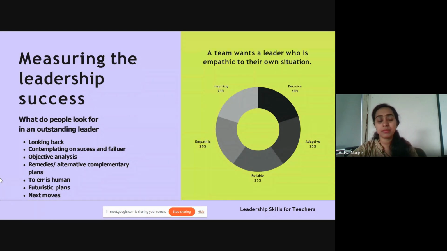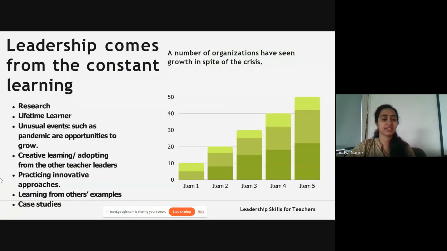So as a team member or as a team leader, you should always measure your success and failure both. Read this line, please. A team always wants a leader who is empathetic to their own situation. They should understand their own roles and situations also. So, in this way, you can measure your success and failure.